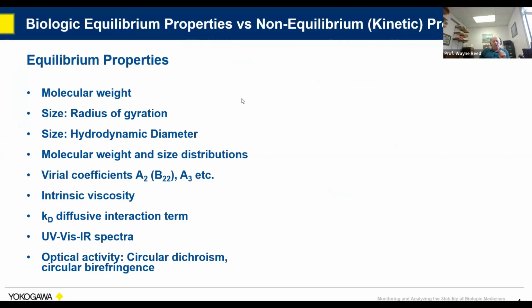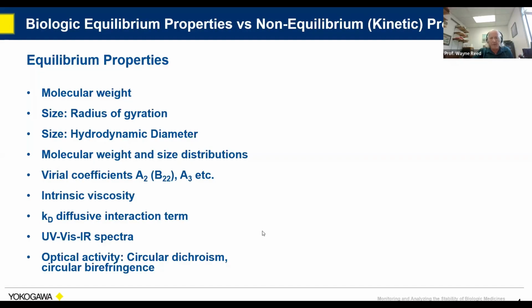What I want to do now is look at two different phases of biologics. One is when they're in equilibrium. You have them in a formulation, they're shelf stable for months on end, maybe even a year or more, and they have stable characteristics like their molecular weight, radius of gyration. You know what these things are. Virial coefficients, we usually call them A2. In pharma, they're often called B22, and so on. It could also include circular dichroism spectra, et cetera. The point is they're stable, not changing in time.